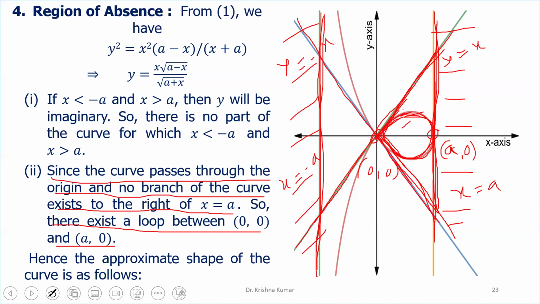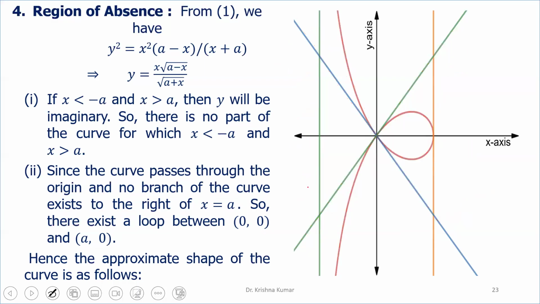So now this curve will go like this. Similarly, this branch of the curve will also go like this. And since this is the asymptote of the given curve, this branch will never cut this line x equal to minus a. Hence, this is the approximate shape of the given curve. Thank you.